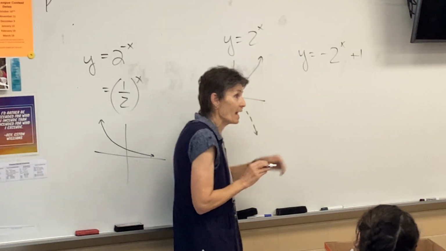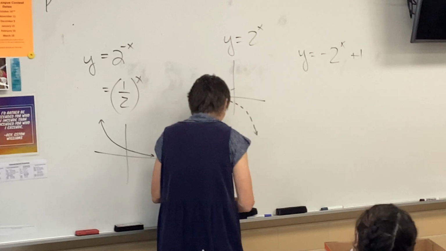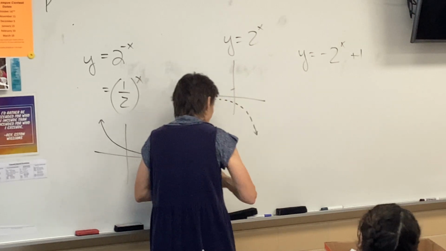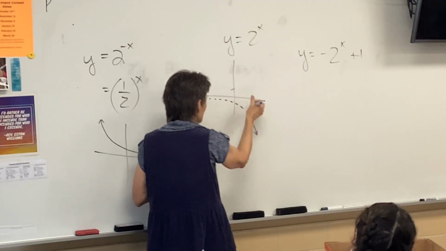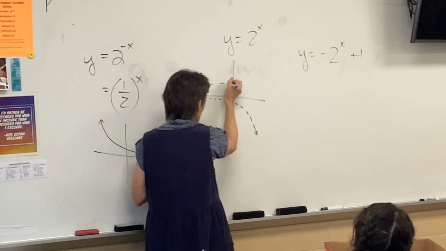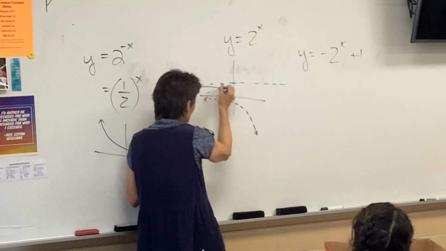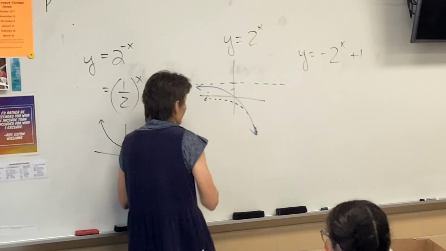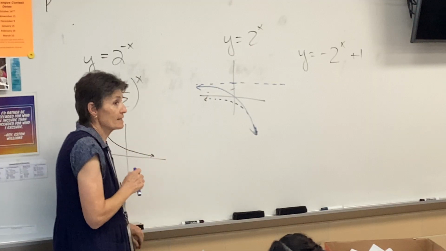But now it has to go up 1, so that's everything. So your asymptote is right here. It's now gonna be right here. And we're gonna go like that. So the blue thing is the answer.